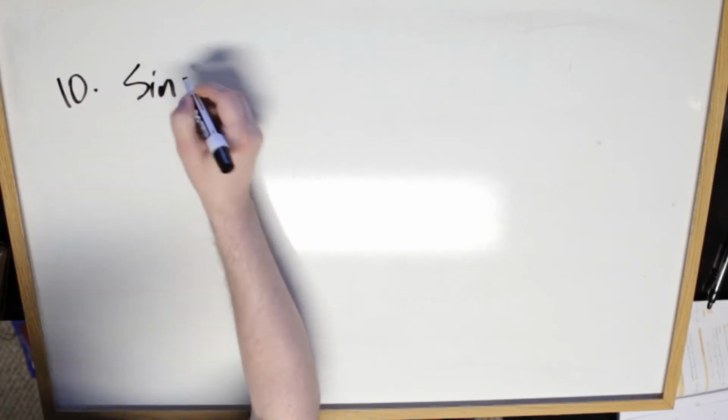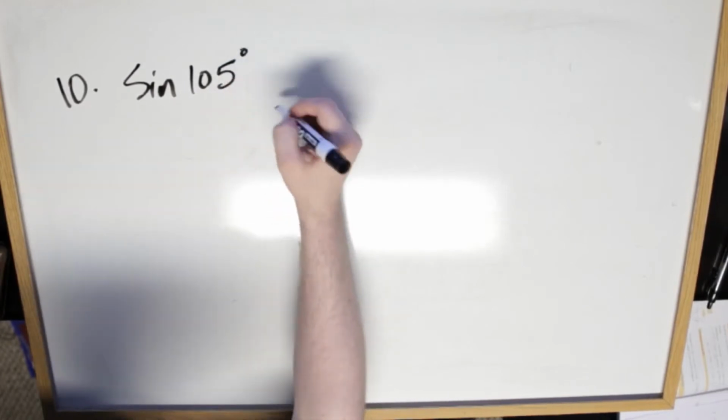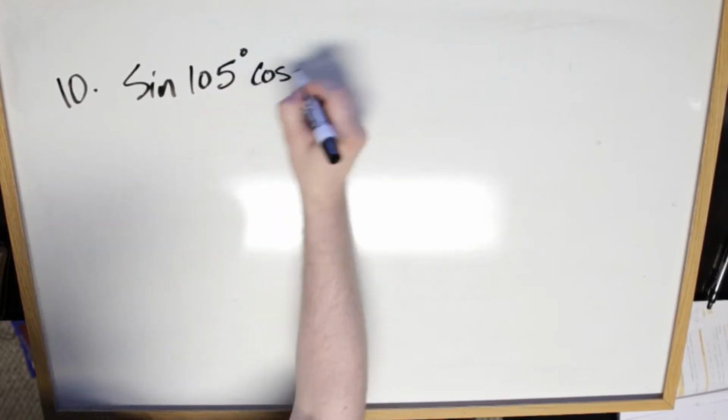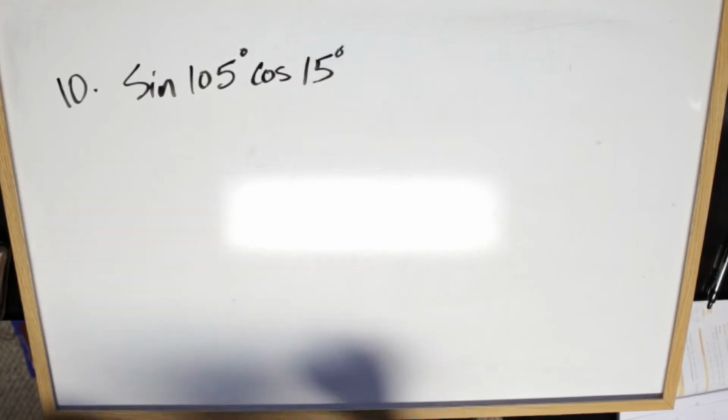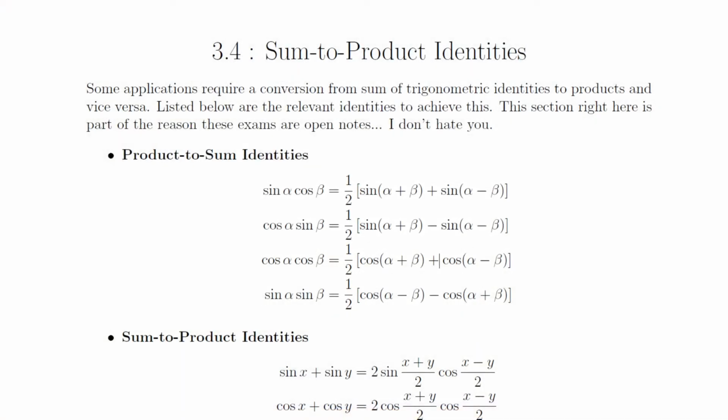A lot of this is just referencing what we already have. So question 10, they're giving us the sine of 105 degrees and the cosine of 15 degrees. And they're actually asking us to find the exact value of what this is. So let me flip back here. Sine cosine is going to be using this, so we'll have 1/2 sine alpha plus beta plus sine alpha minus beta.